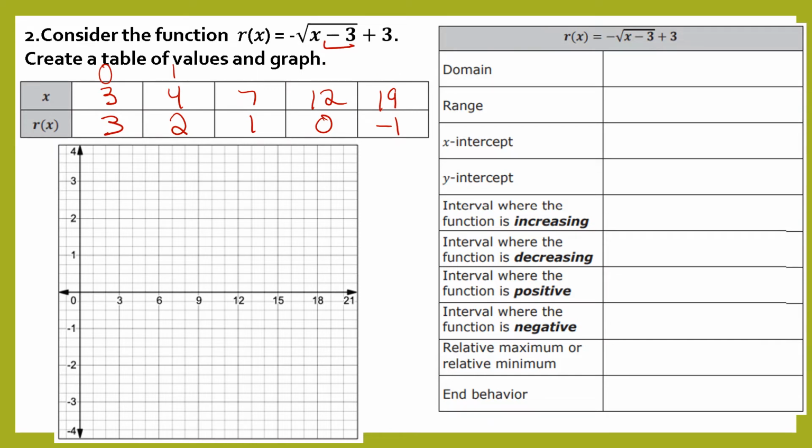All right, so go ahead and graph this. So we're at (3, 3), (4, 2), (7, 1), (12, 0), and then (19, -1).